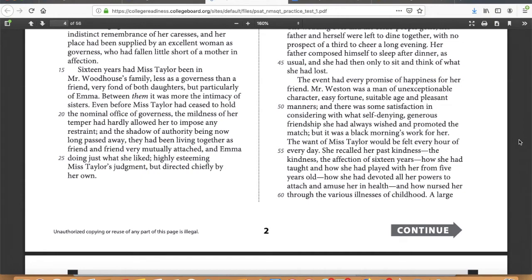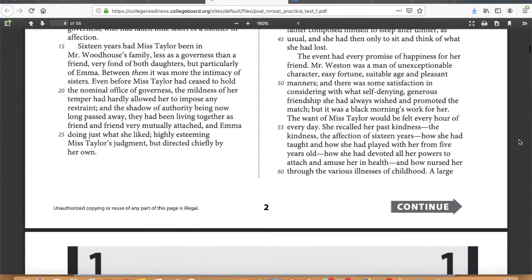She recalled her past kindness, the affection of 16 years, how she had taught and how she had played with her from 5 years old, how she had devoted all her powers to attach and amuse her in health, and how she had nursed her through the various illnesses of childhood.